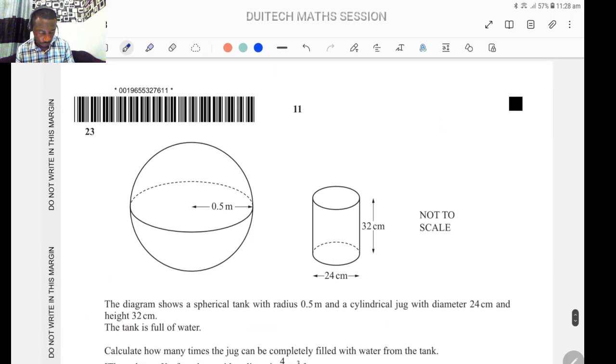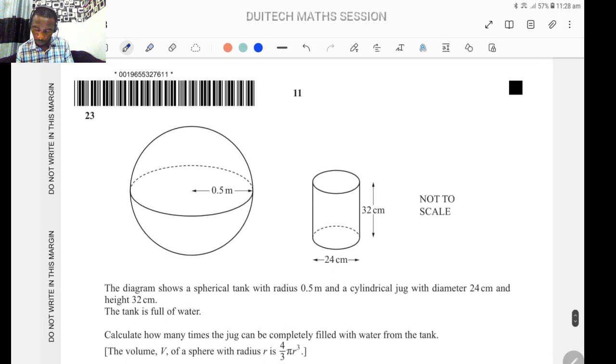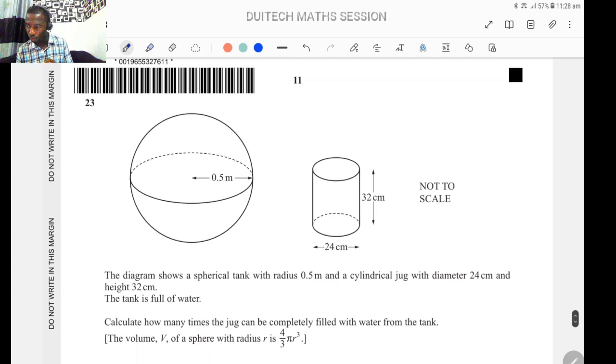So the next question says we should calculate this, right? So how do we solve this? First of all, notice that they have different units. This one is in meter, this one is centimeter. So the best thing for us is to convert them to equal unit, which is meter. They should be in equal unit.